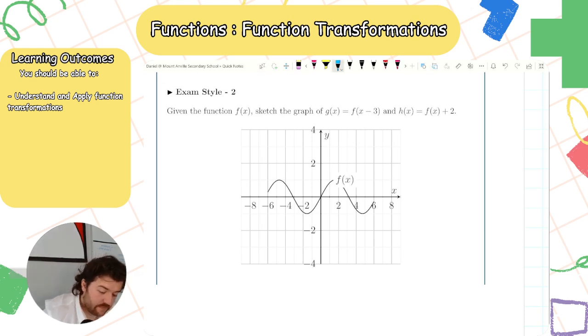This one here, I think, is a cosine function. So, given the function f of x, sketch g of x, which is f of x minus 3, and h of x, which is f of x plus 2. So I'm just going to do h of x first. I'm going to shift every point up 2. So that point goes up to here. This point goes up to here. This point goes up to here. This point goes up to here. And then this point goes up to here. And then it's going to look like this, since we're adding 2.